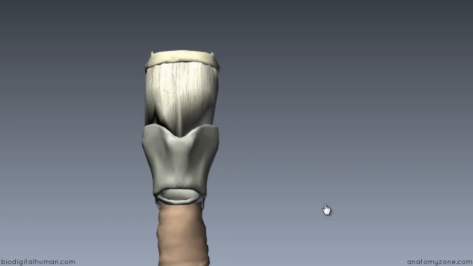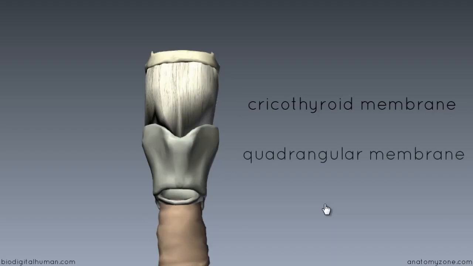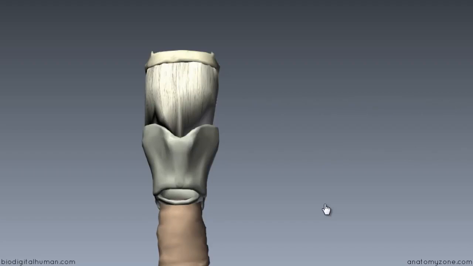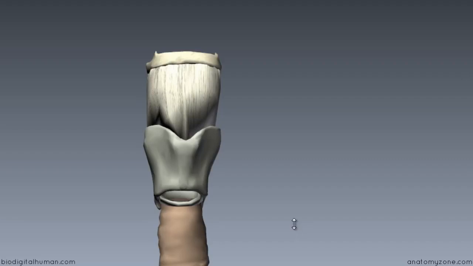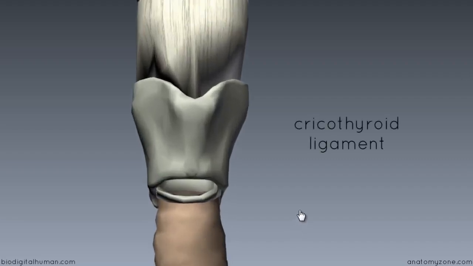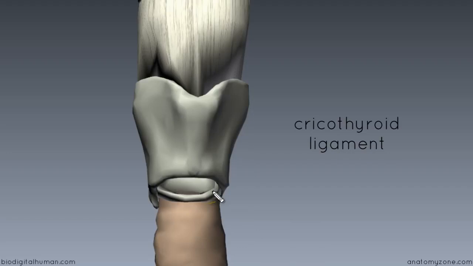So just like I mentioned the thickenings of the thyrohyoid membrane, you've got thickenings of these other two membranes called the cricothyroid membrane and the quadrangular membrane. And these thickenings form ligaments which are important because combined with the folds of mucosa, they form the vocal cords. So we'll just take a look at these now. So the first ligament I'm going to talk about is the cricothyroid ligament. So the cricothyroid ligament is also referred to as the cricothyroid membrane.